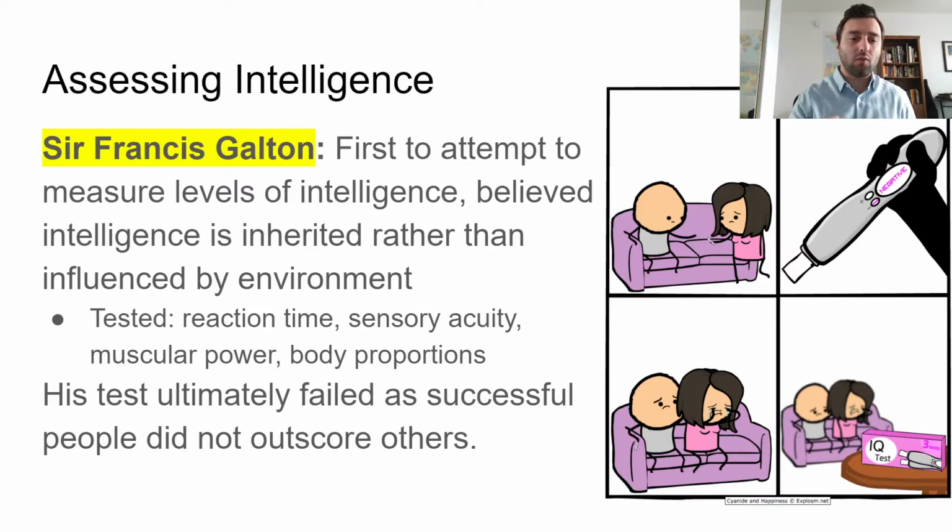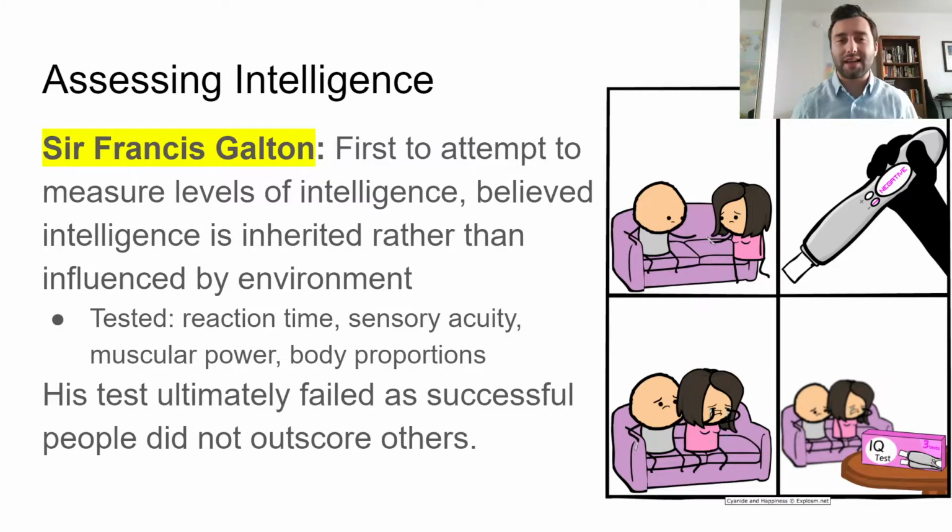What he was trying to do, and this is in France, was basically measure intelligence in some way. At the time, there were a lot of different ideas about what intelligence actually was. For example, they believed that intelligence was inherited and not influenced by the environment. So if you had intelligent parents, you would be intelligent, and if you had an intelligent husband or wife, your kids would also be intelligent, and on and on.